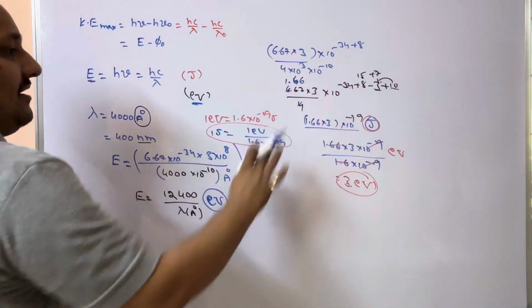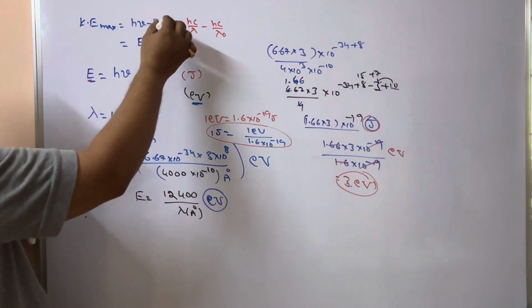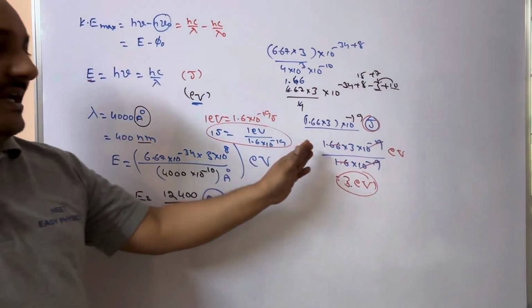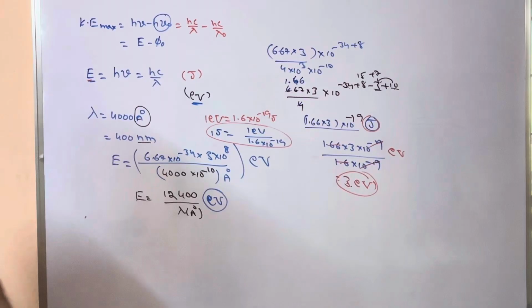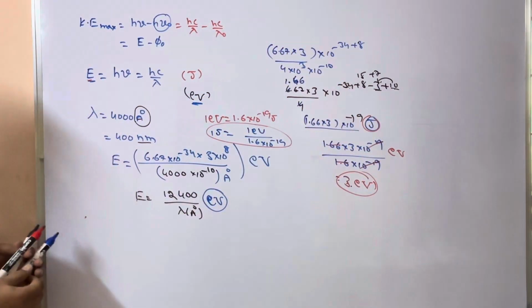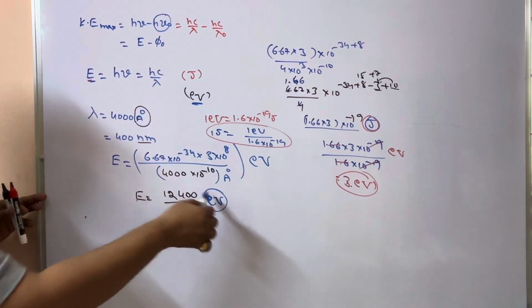Why did we convert into electron volt? Sometimes they will give the work function in electron volts, and many students will subtract directly without changing into electron volts. So you do not require this calculation here. Mainly, if you divide directly with angstroms, you are going to get the answer in eV.